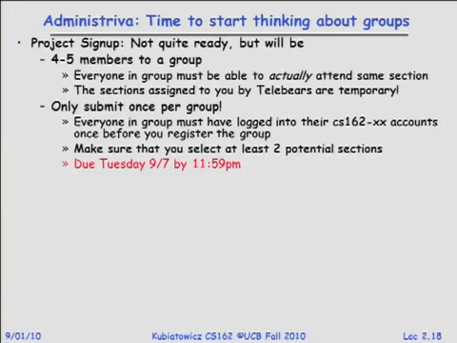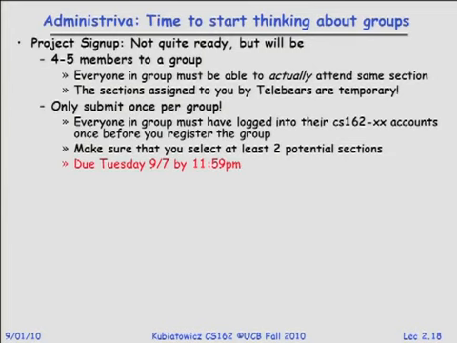One of the things I want to have happen is everybody has to go to their regular Telebears sections on Friday, by the way. This is the one and only week you'll do that. And you maybe can meet up with people in that section as a way of finding folks if you don't have a group. But just remember that all members of your group have to be in the same section.